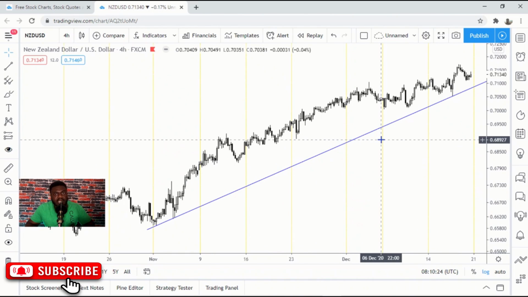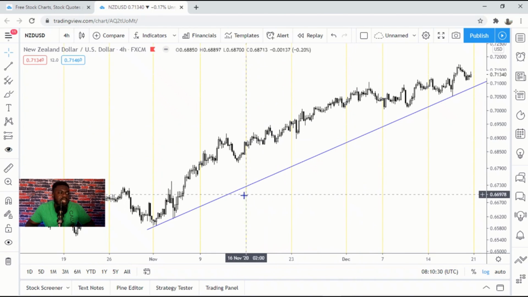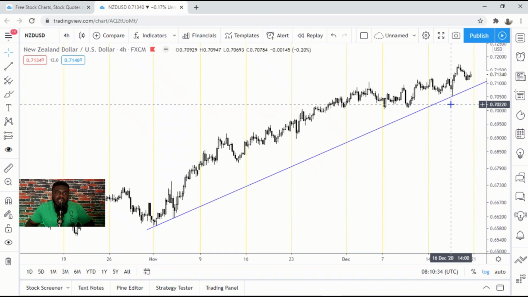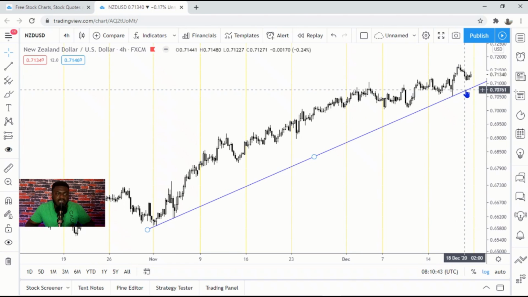It is actually negatively correlated with the USD CAD. So we can see that the USD CAD was in a downtrend and the NZDUSD is in an uptrend. So you can actually time the USD CAD to trade the NZDUSD. Once the NZDUSD remains on top of the uptrend line, the bulls remain in control. Only a break below the uptrend line would render the NZDUSD bearish.